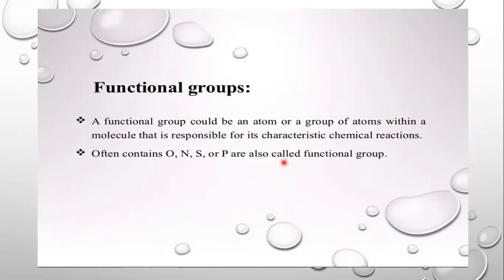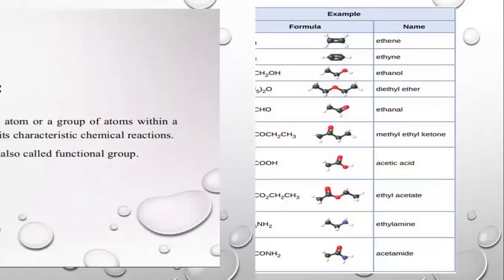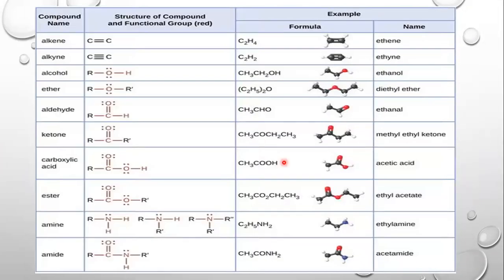A functional group may be a single atom like oxygen, nitrogen, sulfur, phosphorus, or a group of atoms like the carboxylic group COOH, the aldehyde group CHO, and many more. Let's have a look at the common functional groups. First of all, alkene. Alkene is C double bond C. It is a functional group. This C double bond is regarded as the functional group as it gives special properties to its compound.